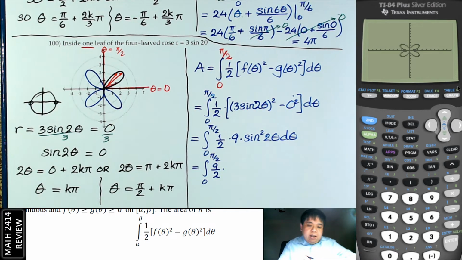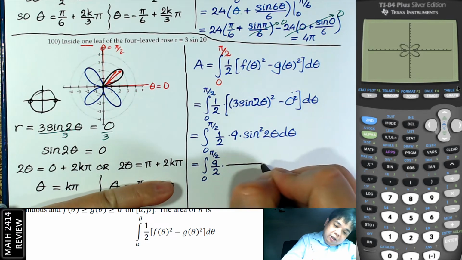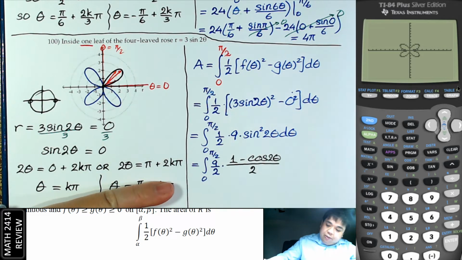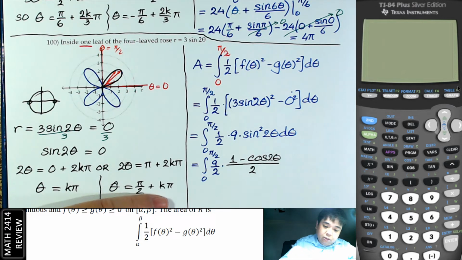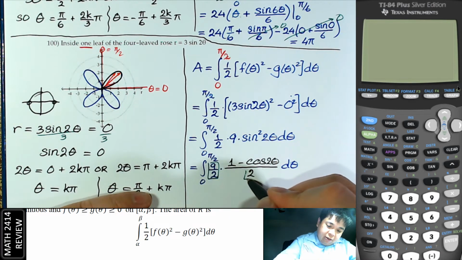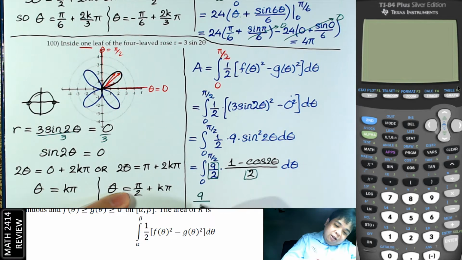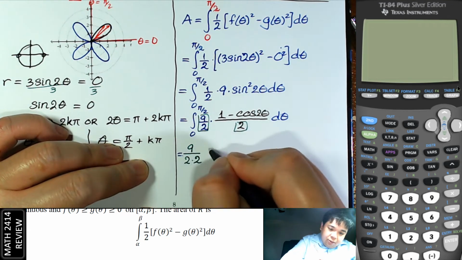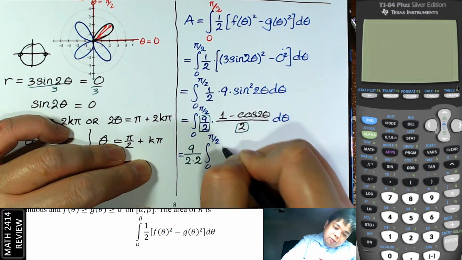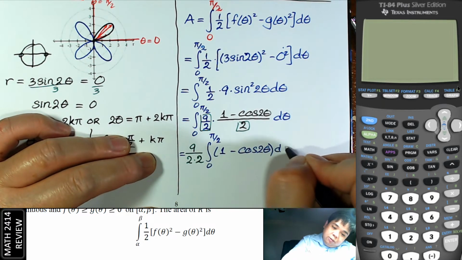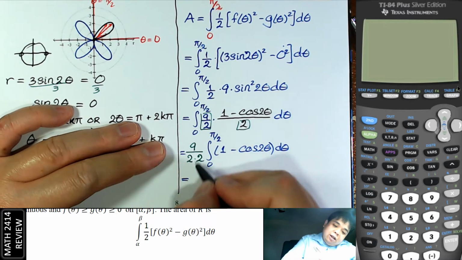Sine square, once again, power reducing. 1 minus cosine of 2 theta over 2, d theta. Now take all the constants on the outside, 9 and 2. So we have 9 on the top, a 2 at the bottom, and another 2 at the bottom. Right, now that 9 over 4.